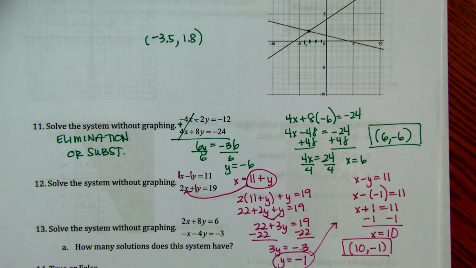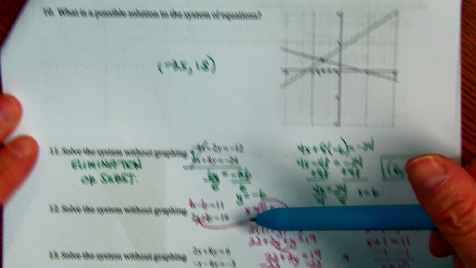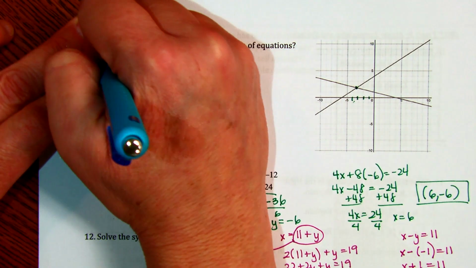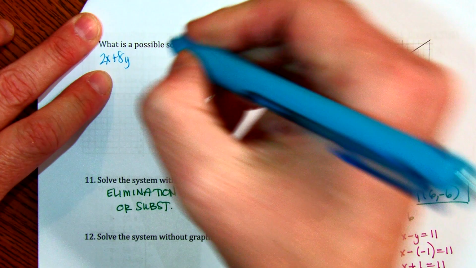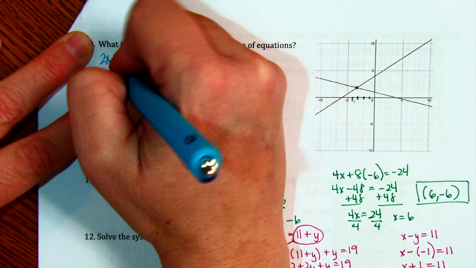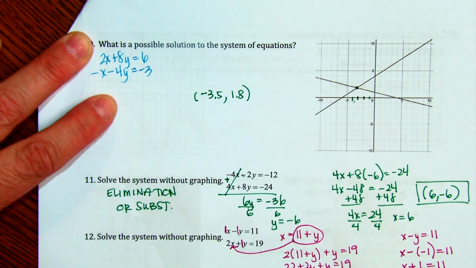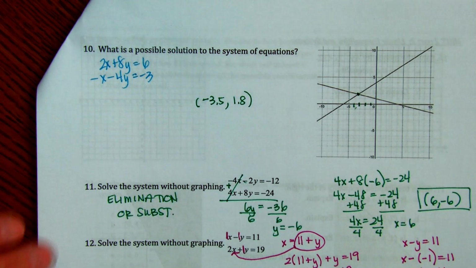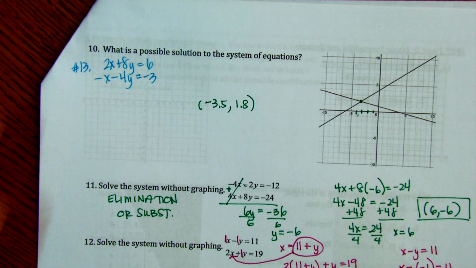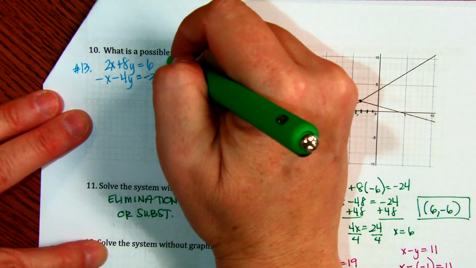Okay, I have another system here. I'm running out of room, so I'm going to bring that up to the top. So I have 2x plus 8y equals 6, and negative x minus 4y equals negative 3. This one is number 13 that I'm doing clear up here. So number 13, don't get confused by this if you're watching the video.